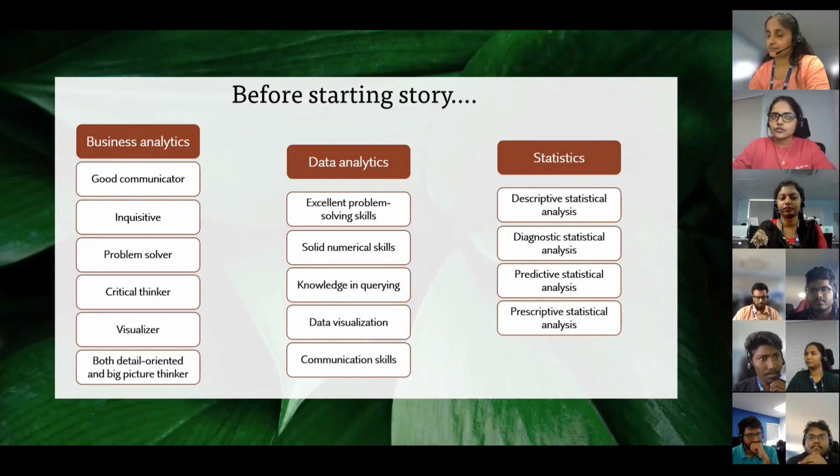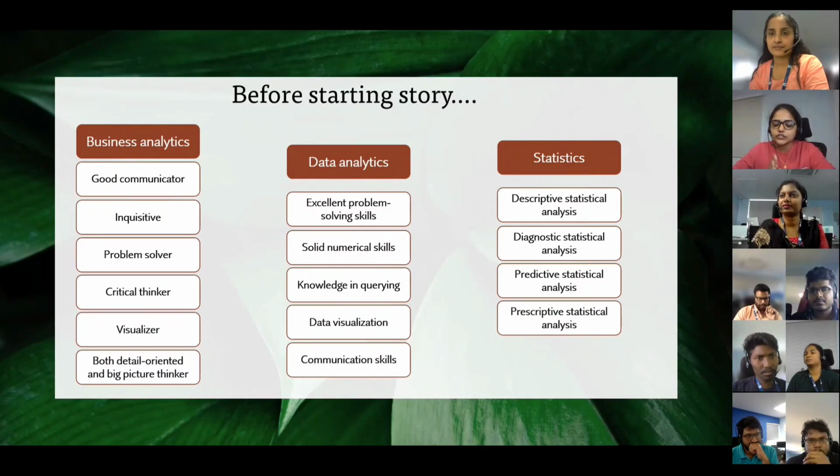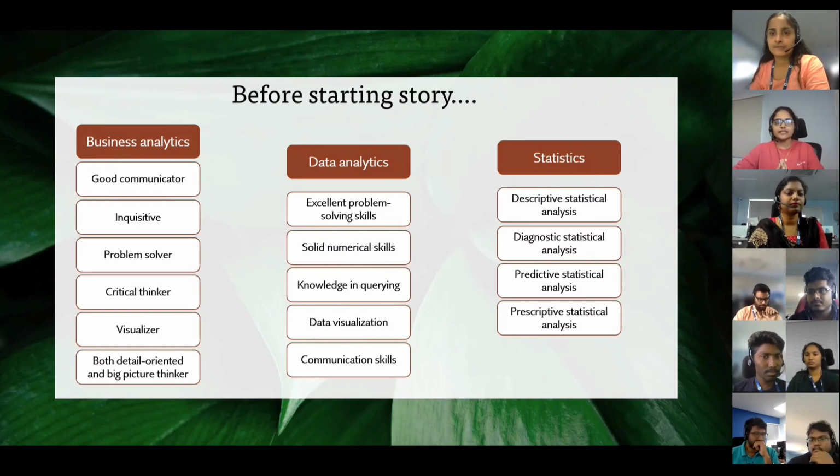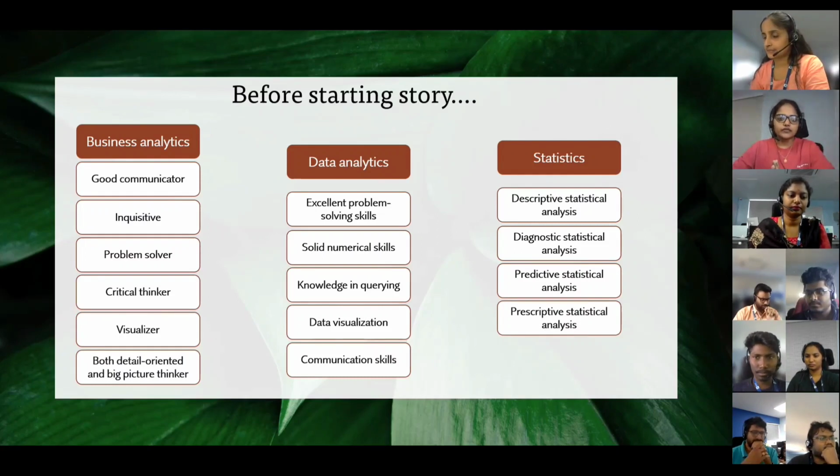So you need to be a good communicator, so that all the players in your team will understand what you are going to suggest, and they will take your recommendations forward. That is one thing. What is inquisitive in a dictionary meaning? Questioning type. I mean, looking for answers. Yes, showing interest towards learning means you need to have a curiosity for learning what is going in the market.